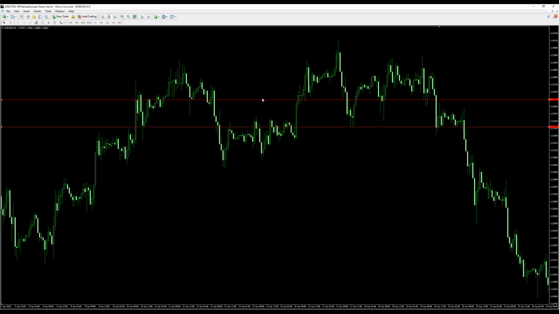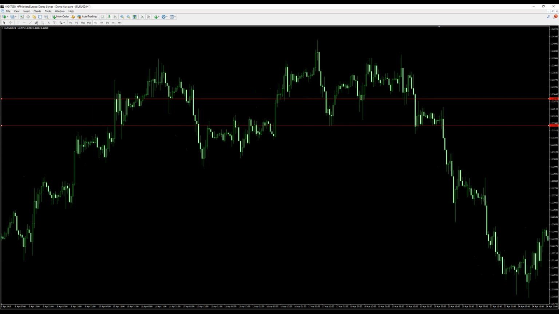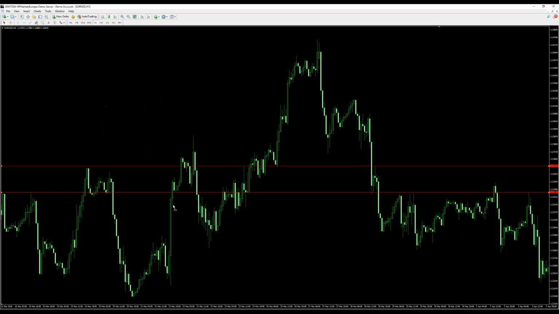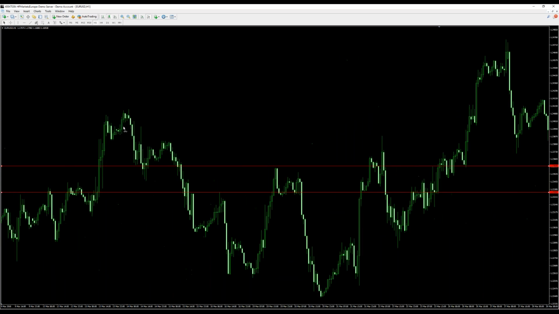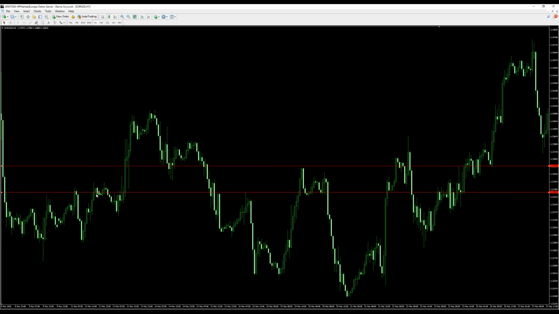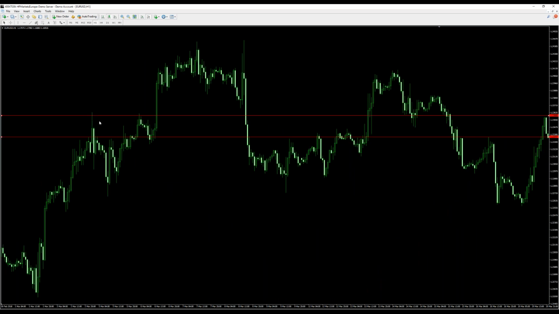So these support and resistance levels that we drew here based on this price action, you can see how these levels behaved in the past. Okay, so at these levels already you see a lot of indecision. You see these levels repelling the price away on several occasions.